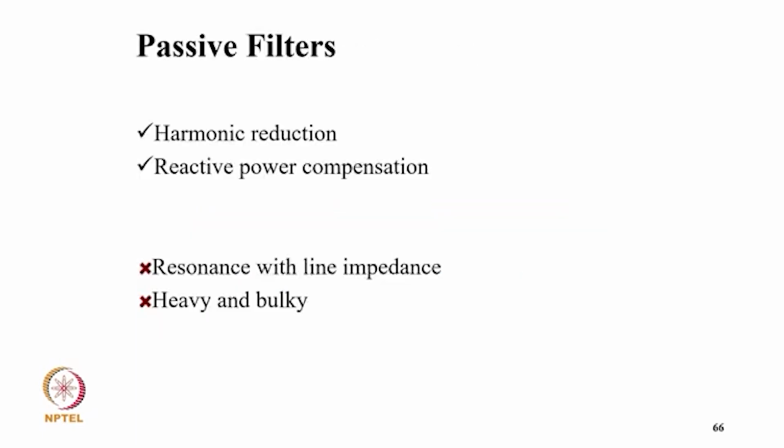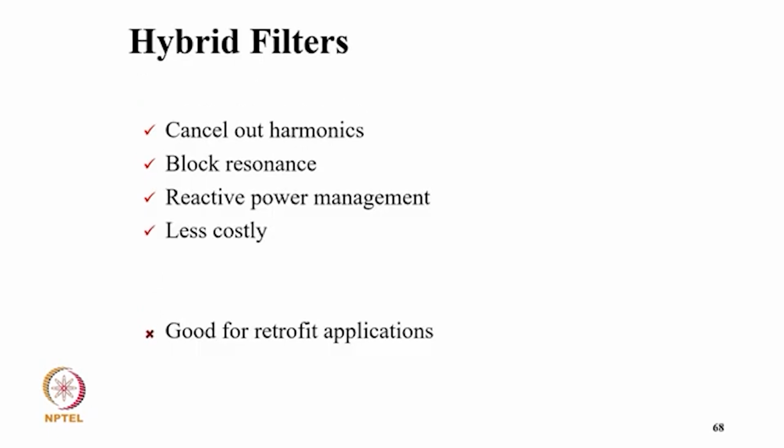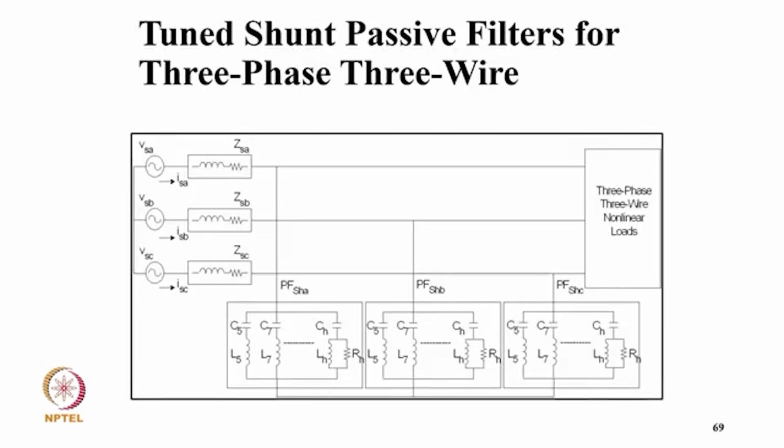Now coming to passive filter for harmonic elimination and reactive power compensation, and of course it has a drawback, typically resonance with the line impedance, and it is heavy and bulky. Now coming to active filters, they cancel out harmonics, block resonance and provide reactive power management, and of course it's costly and good for retrofit application. Now hybrid filter cancel out the harmonic, block resonance, reactive power management, and is less costly and good for retrofit application.